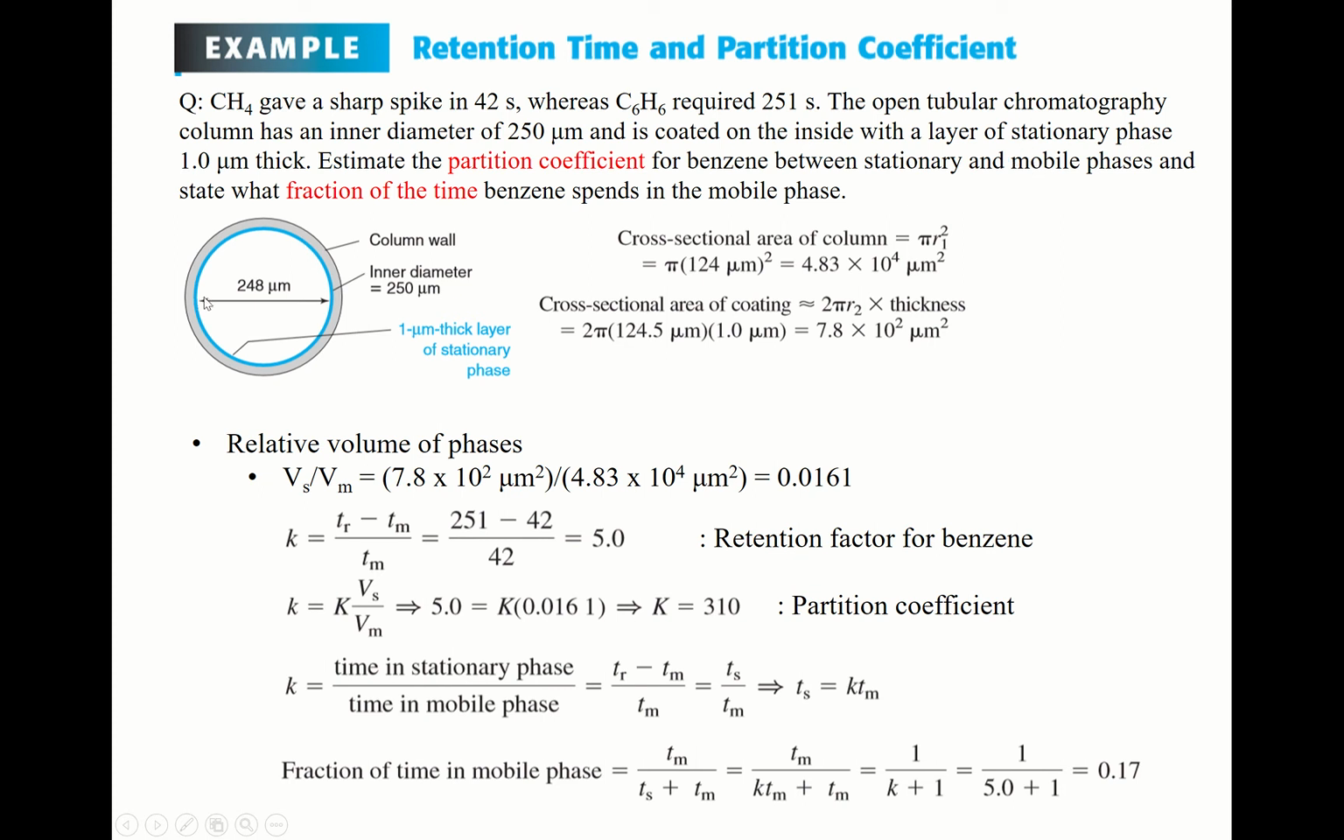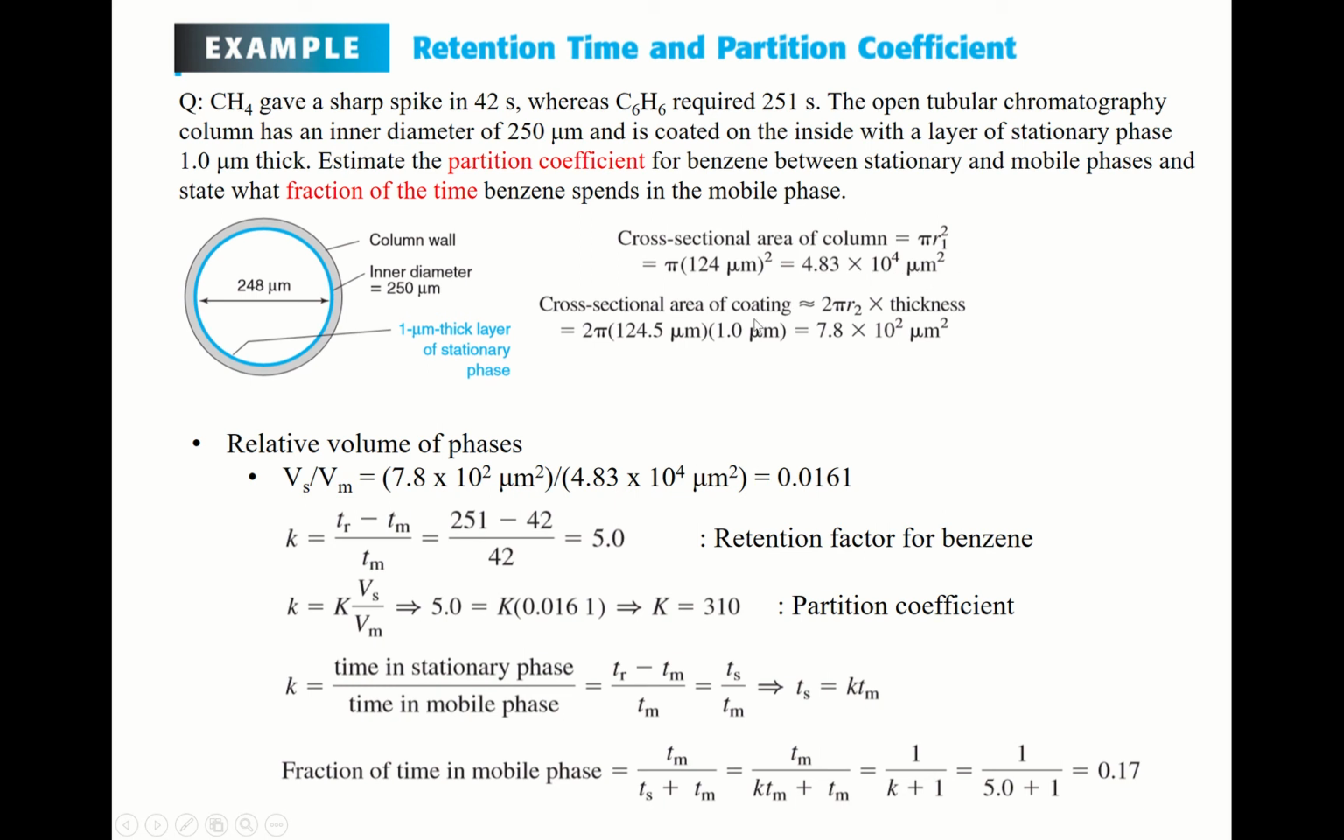So this diameter becomes smaller by 2 micrometers. Here's one and there's one. So the inner diameter is 248 micrometers. Then the cross-sectional area of the column is pi r1 squared, and the radius is half of the diameter, 124 micrometers. So the cross-sectional area of the column is 4.83 times 10 to the 4 square micrometers.